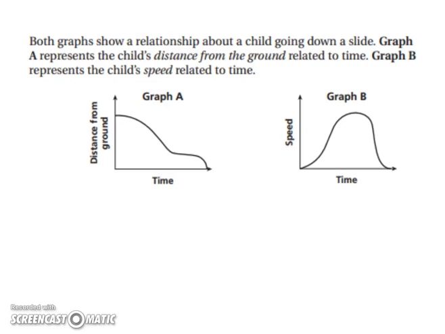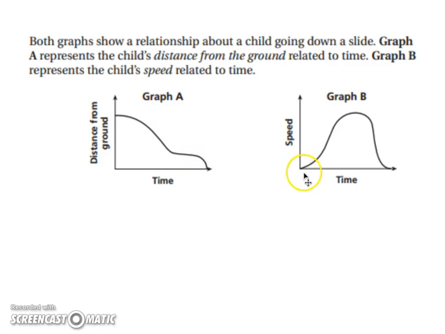Alright, so let's look at this here. We have both graphs show a relationship about a child going down a slide. Graph A represents the child's distance from the ground related to time. Graph B represents the child's speed related to time. So if we look at this first one, you start at the top of the slide. This is probably very similar to the shape of the slide. So as time is continuing on, the child is getting closer and closer to the ground.